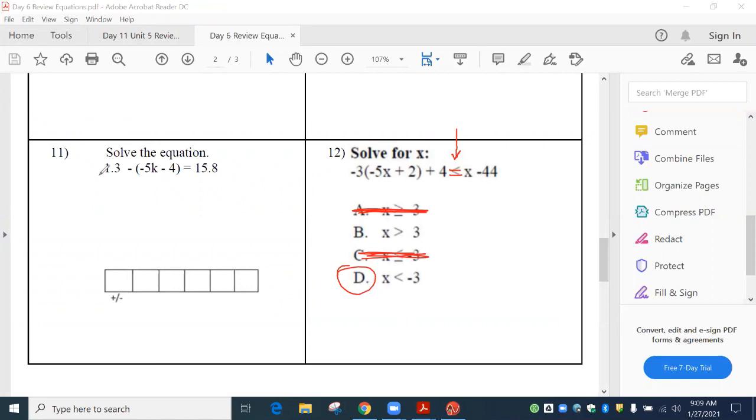Okay, we got some time. So since we're on 11, let's look at 11 real quick.